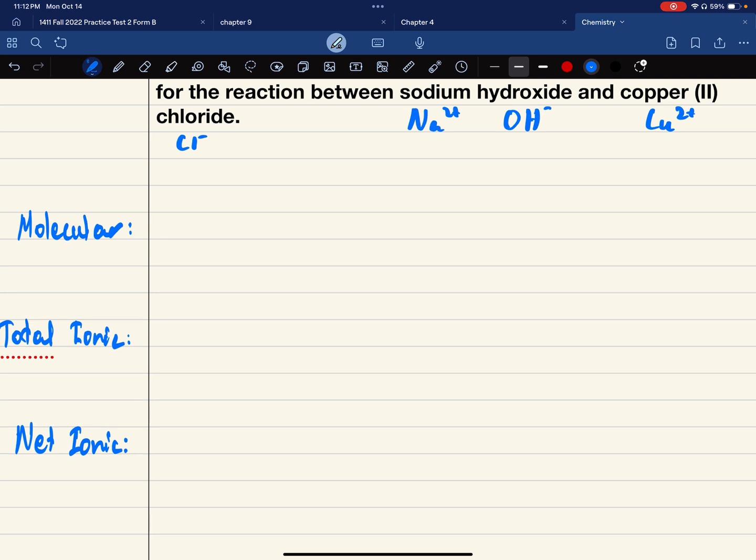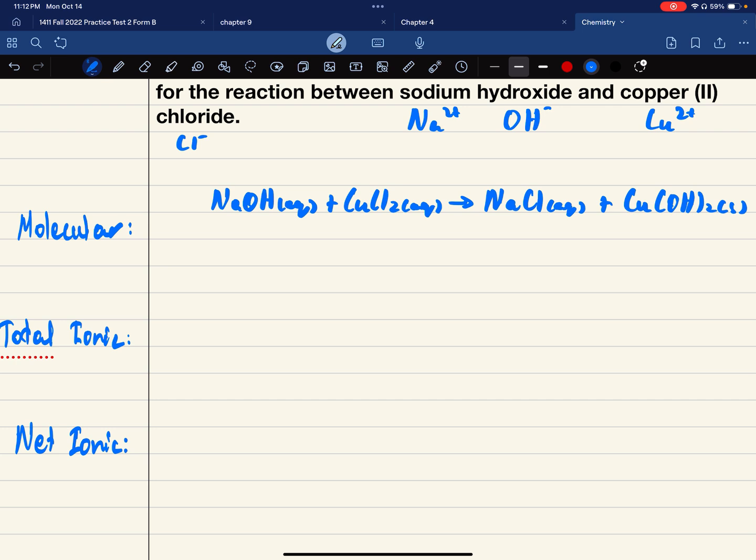So for this one, it is NaOH aqueous plus CuCl2 aqueous. That gives us NaCl aqueous plus Cu(OH)2 solid. So it's very important to know why something is aqueous and why something is not.